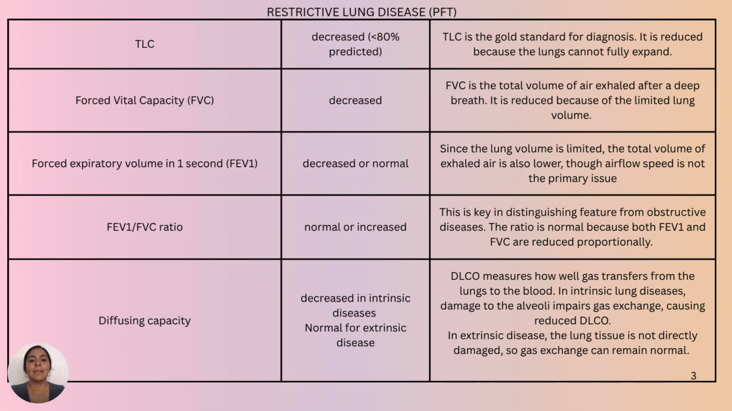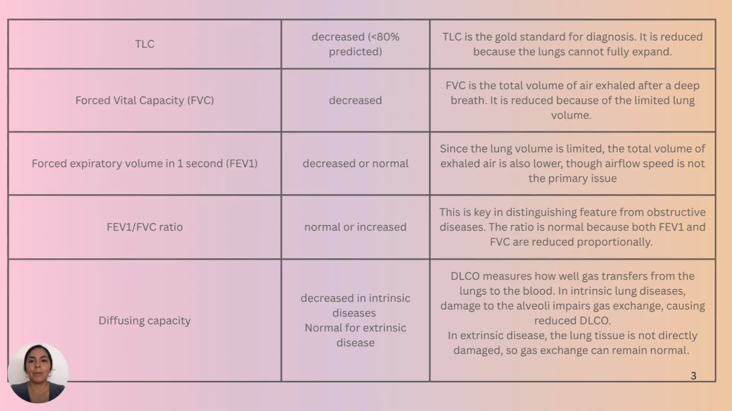Diffusing capacity is decreased in intrinsic diseases, but normal for extrinsic diseases. DLCO measures how well gas transfers from the lungs to the blood. In intrinsic lung diseases, damage to the alveoli impairs gas exchange, causing reduced DLCO. In extrinsic diseases, the lung tissue is not directly damaged, so gas exchange can remain normal.